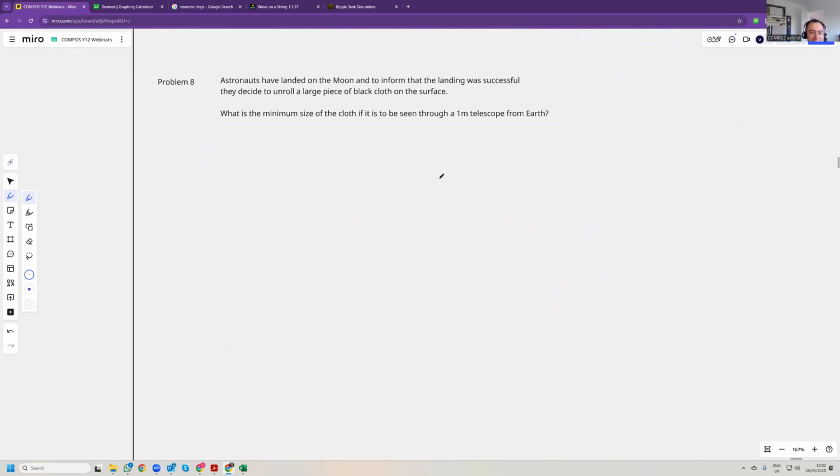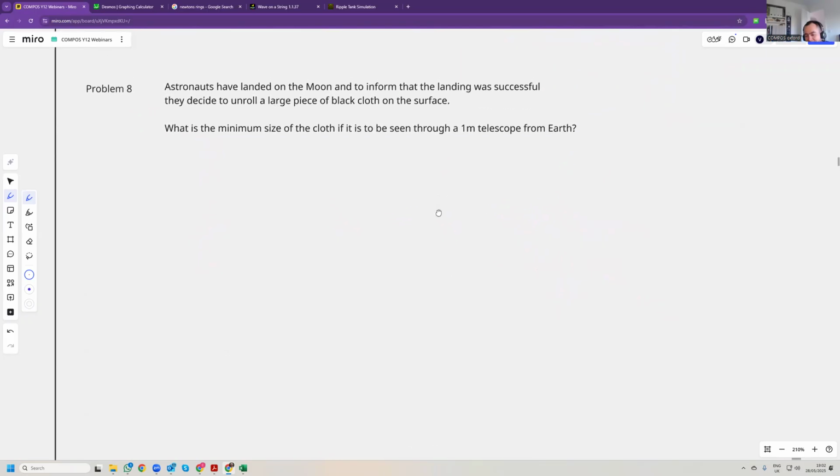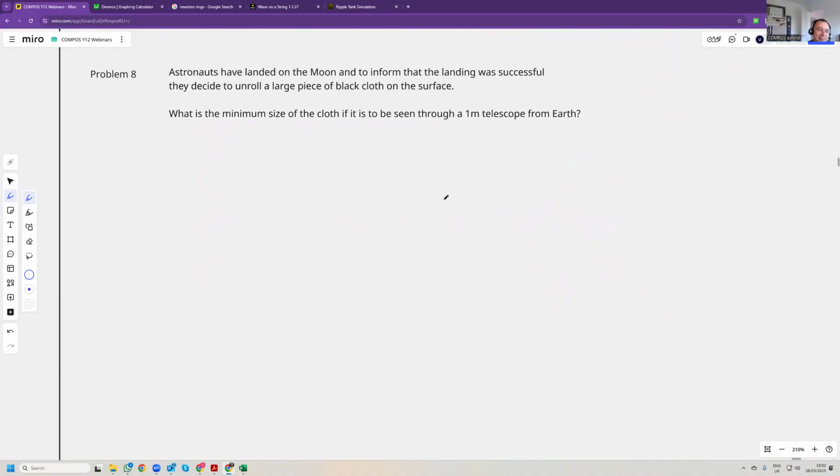And the other problem, also, I don't know, is just a fun problem, or even a funny problem. Astronauts have landed on the moon and to inform that the landing was successful, they decided to unroll a large piece of black cloth on the surface. Assuming the radio doesn't work, they have no way of telling the Earth that the landing was successful. So they have a large piece of black cloth. What is the minimum size of the cloth if it's to be seen through a 1 meter telescope from Earth? So 1 meter diameter, of course.